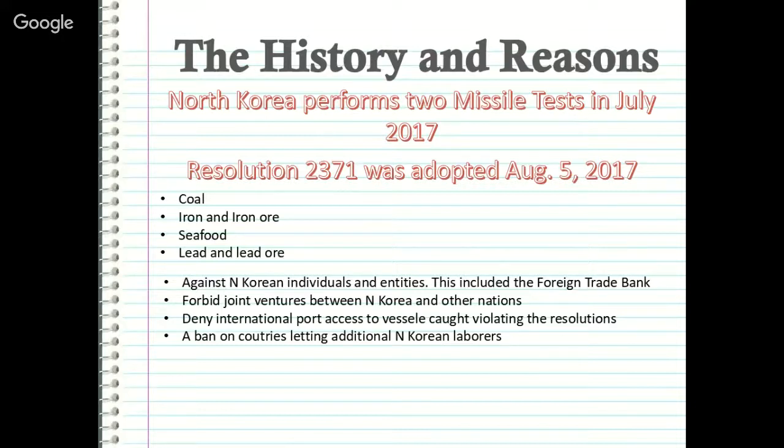Further bans on ore, seafoods, and other minerals were placed along with sanctions for the Foreign Trade Bank, port access, and North Korean laborers being exported to other countries. This resolution asked Interpol to post special notices on North Korean travel bans and give the panel of experts even more power for sanction enforcement.